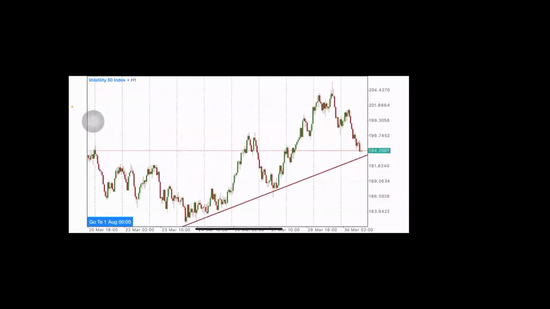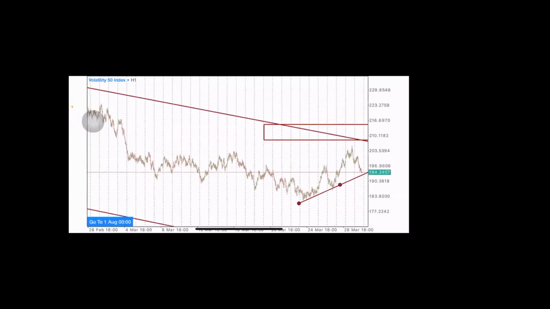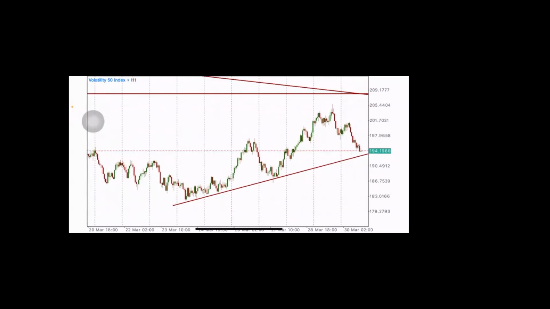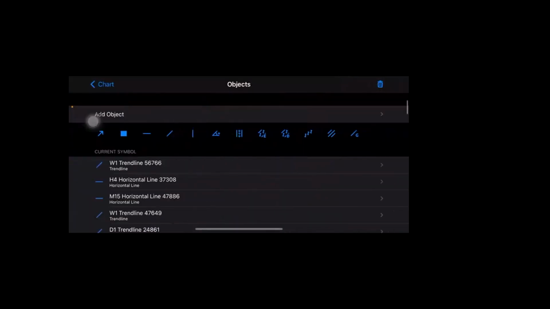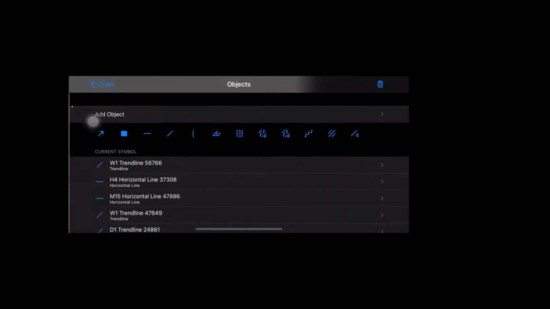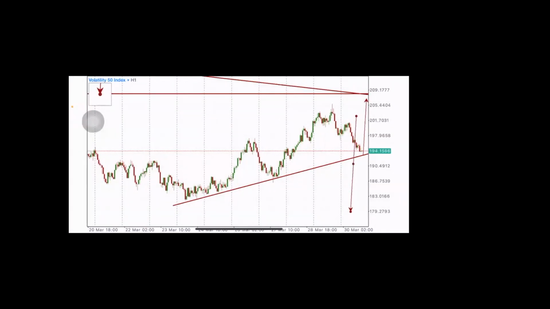I drew my trend here. This is the H1 time frame. I'm expecting that price is going to touch the lower trend and then push upward for a buy. And then when it buys, it's going to touch the upper trend line and then fall. Yes, so this is what I see.